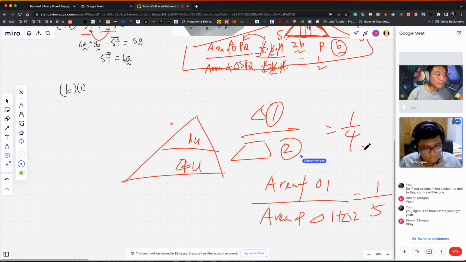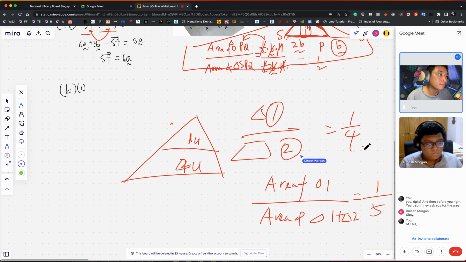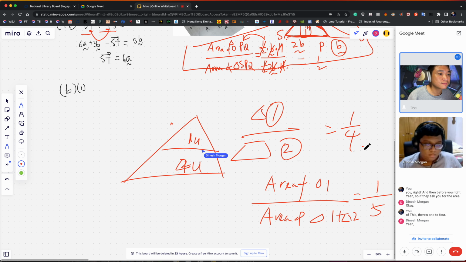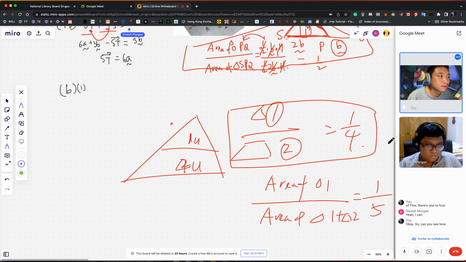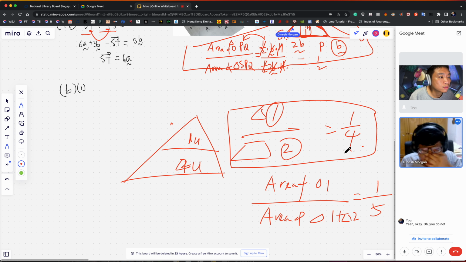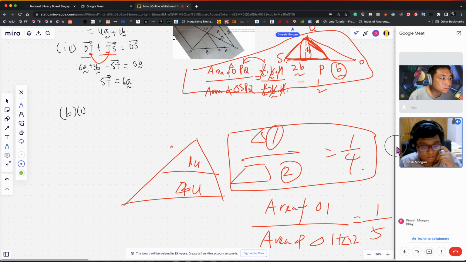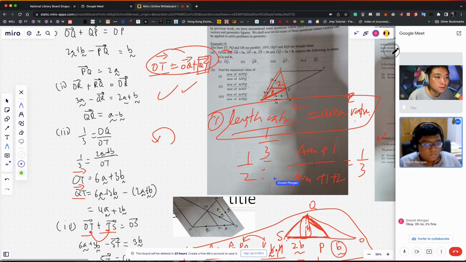Okay. So can you see how I got my answer just now? Yeah, I can. Or you did not get this one? Oh, I understand it. Yeah, I get it now. Okay, good. So that means I have shown you 3 ways to get the area ratio. Is your screen too bright for you? No, it's fine. Okay, good.